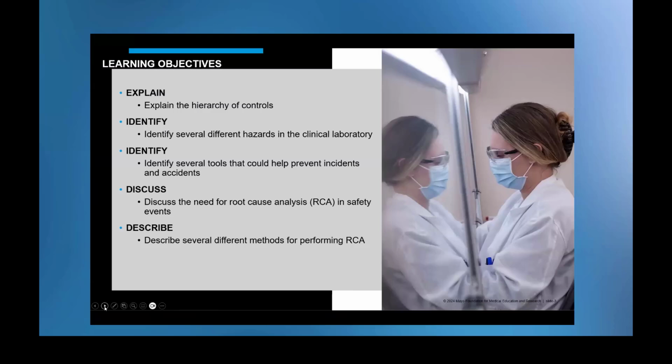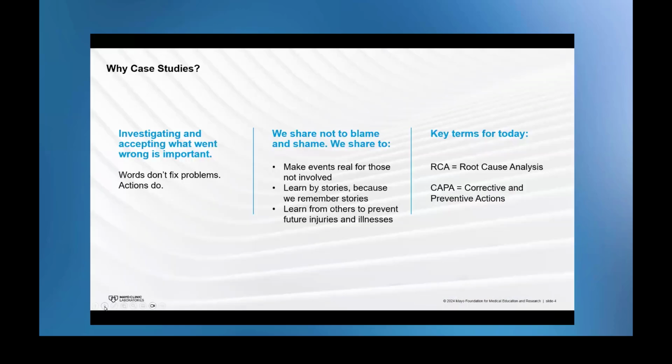To dig into the learning objectives for today, I will ask that you keep these things in mind as we go along. If you feel they weren't addressed or are not clear, please ask questions as the presentation goes along, and we'll answer those questions at the end. The objectives today: we're going to look at the hierarchy of controls, the cornerstone of safety, look at several different hazards through the case studies I'll be presenting, look at several tools that could help prevent incidents and accidents, and then discuss how an RCA works, why and when we do it, and a few different methods for performing a root cause analysis.